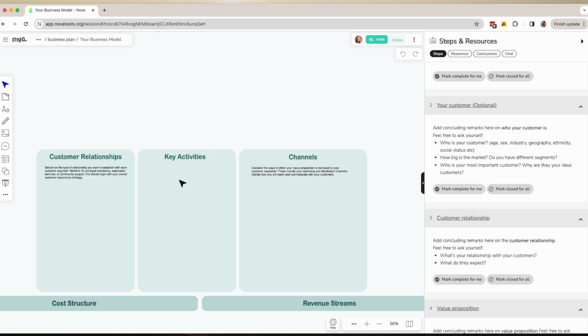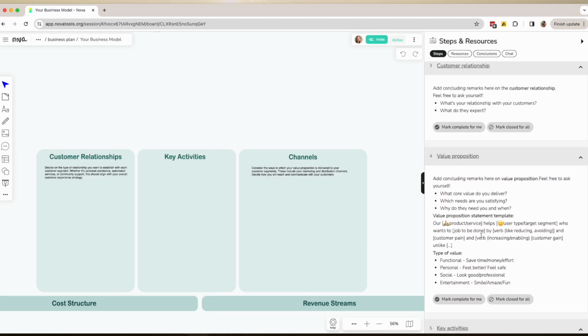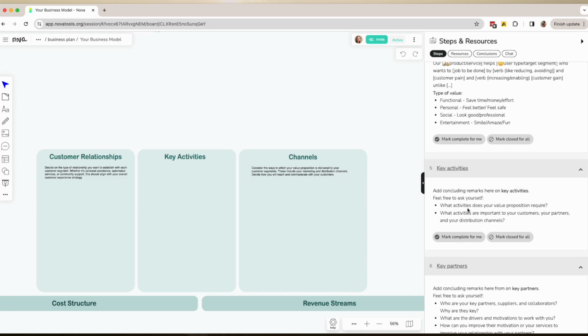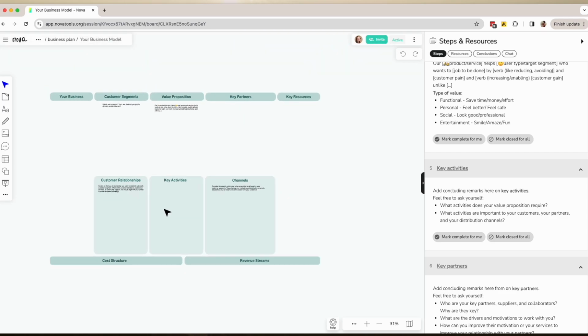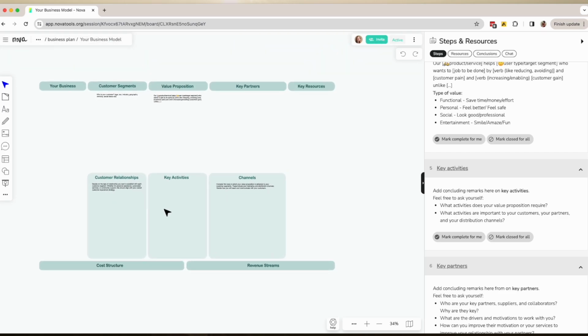7. Determine key activities. List the most important activities needed to make your business model work. This could include production, problem solving, platform management, etc. 8. Identify key resources. These are the assets required to create value for your customers, such as your team, capital, intellectual property, and your network.